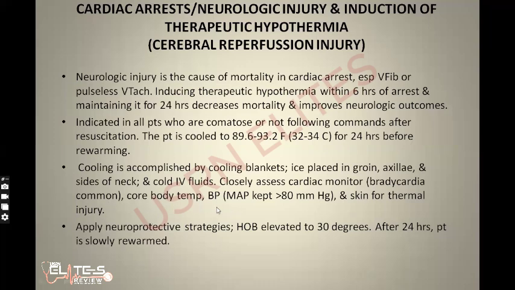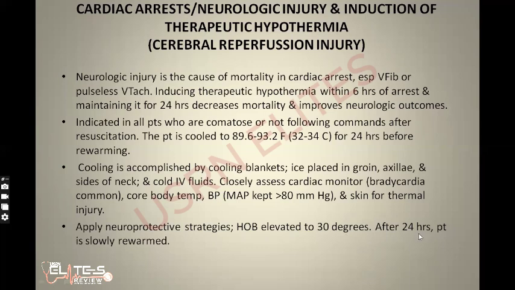Then BP, with the mean arterial pressure. Mean arterial pressure is obtained from blood pressures. We want to keep the mean arterial pressures above 80 millimeters of mercury. And we have to assess skin for thermal injury. Apply neuroprotective strategies. That's head end of bed, for neurologic conditions, we even want to give them elevation of 30 degrees.